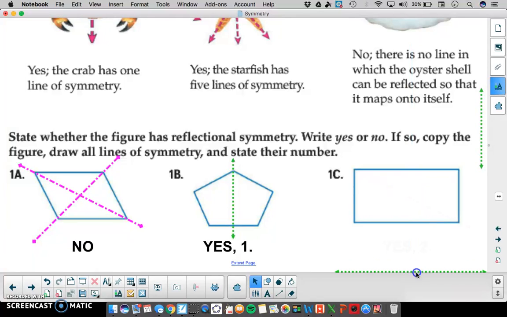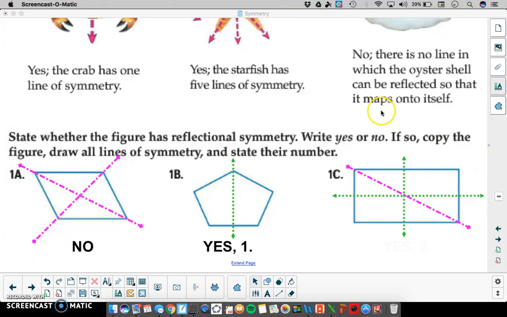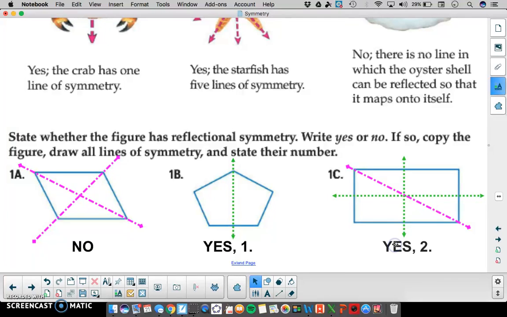If I also remove this line, what if I tried a diagonal? Notice if I were to fold along that line of symmetry, that this corner would end up here, this corner would end up down here. They would not match up. Those sides do not mirror each other exactly. That's not to say that those two triangles would not be congruent, but they are not mirror images of one another. So we only have that horizontal line and vertical line of reflections here. So yes, we have reflectional symmetry, and we have two lines of reflection.